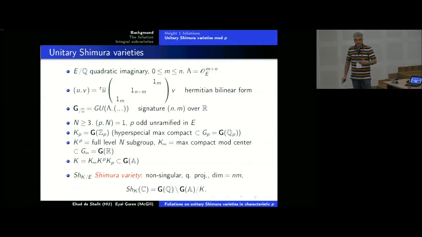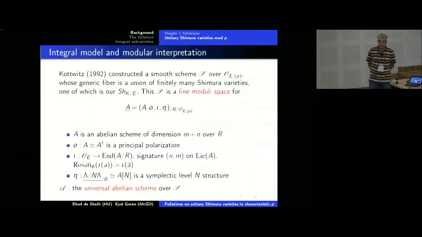Shimura and Deligne gave an arithmetic model over E, and as I say, Kottwitz in 1992 constructed a smooth model over the localization of O_E at P. It was constructed as a moduli problem of PEL type, and this particular Shimura variety appeared there as one of finitely many components. You may vary K, you may vary the lattice that I call lambda to get a few more. And what does this moduli problem classify? It classifies abelian varieties with extra structures.